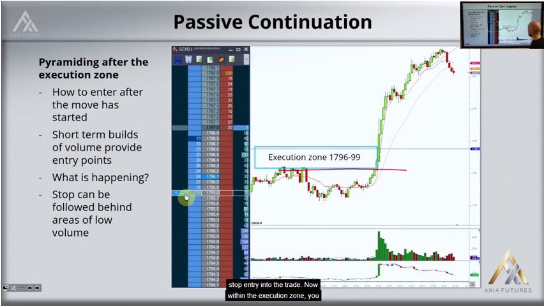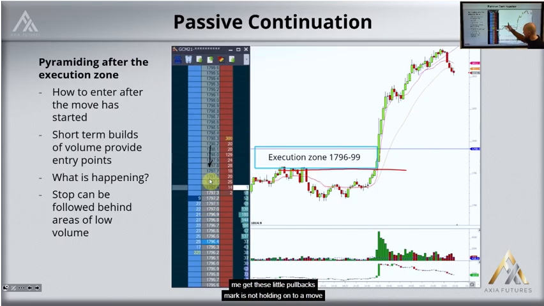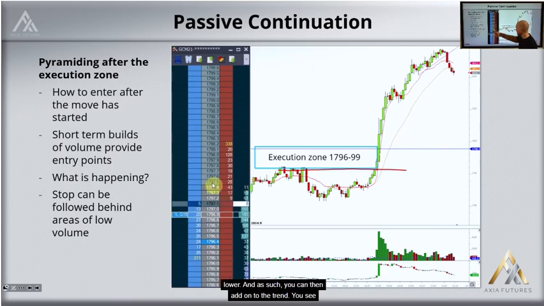Now, within the execution zone, you can look to add on to the trade. Remember, the top of this zone is around 99. So what you're looking to try and do now is, as trade holds higher, if you look, each time it falls back, each time we get these little pullbacks, market's not holding on to a move lower. And as such, you can then add on to the trade. You see there, we trade back towards 96.5, volume starts to increase, we're starting to build volume up here.